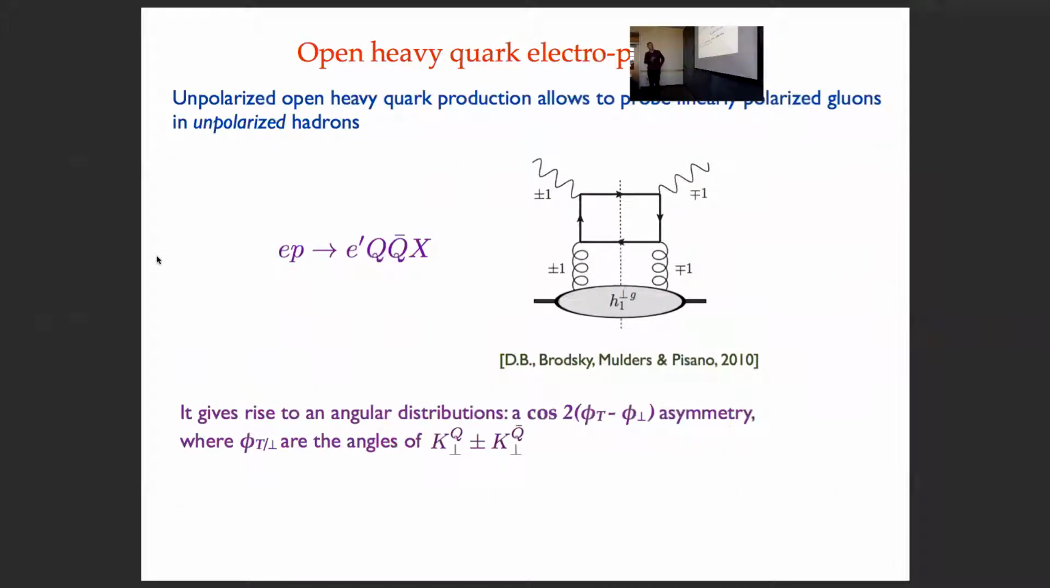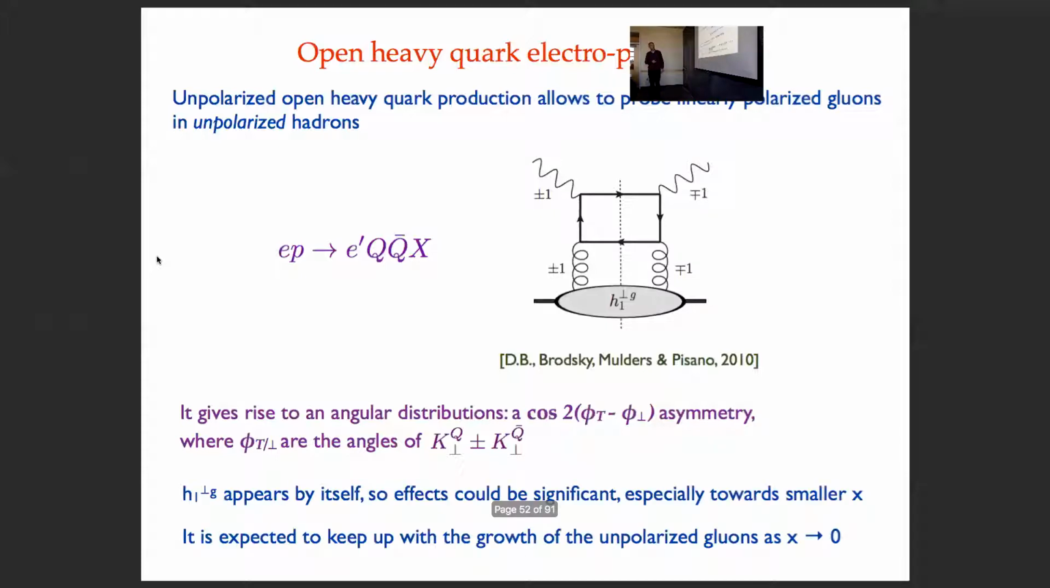That is, for instance, the example of ESC here. So you produce open heavy quark production like this, and then of course you have transverse momentum for each of these heavy quarks, and the sum and the difference don't have to be in the same plane. So they can have different angles. So you can look at the difference angle and look at cosine 2 phi at that. So it's not straightforward, but you can define this asymmetry, and that probes this function by itself. So actually, that could be quite large, especially towards small x.